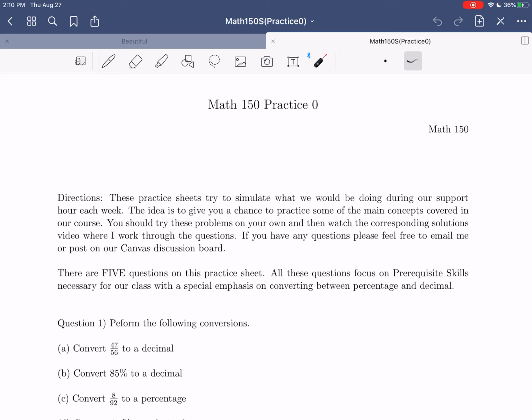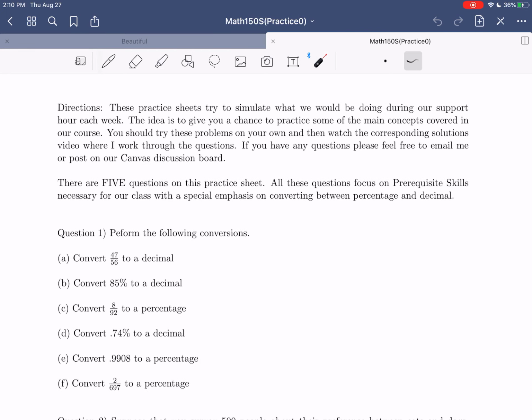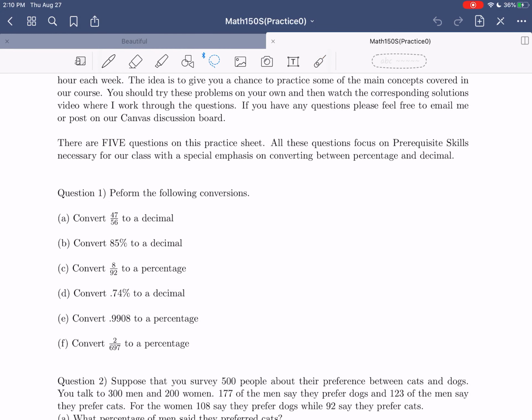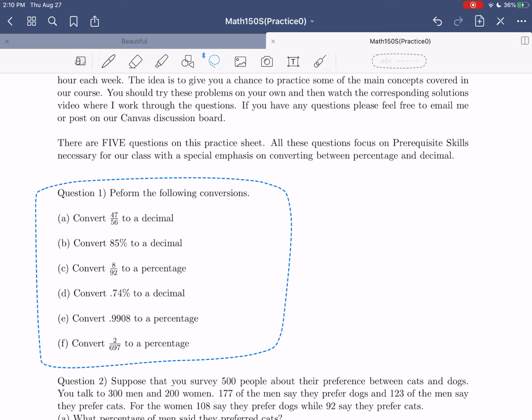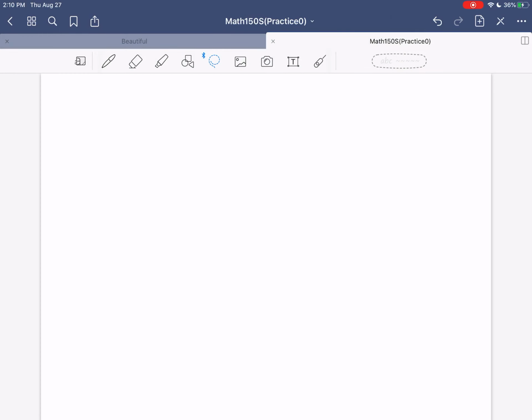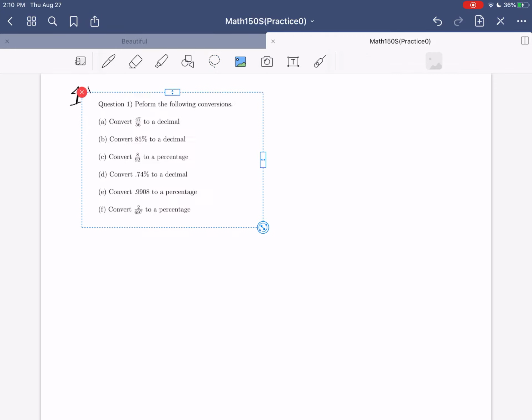So let's go ahead and get started by taking a look at question 1 here. Question 1 was simply doing some conversions. We want to convert some fractions to decimals, percentages to decimals, fractions to percentage, etc. So let's give ourselves another page to work on. We'll grab these questions here, and there we go. We'll bring that onto the next page here. So this will be question 1. All right, so there's everything that we want to work on.